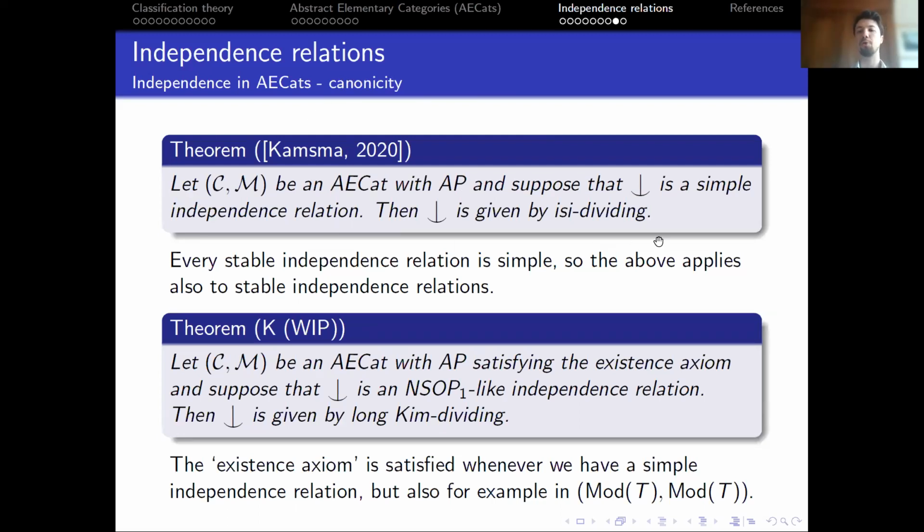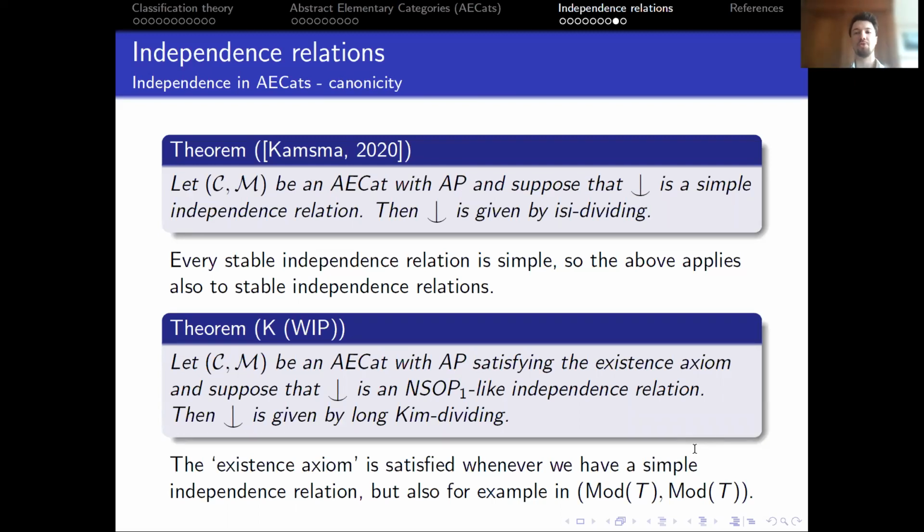So if we are in the setting of the first theorem, then it's always satisfied. But it's also satisfied in many of these examples that we considered. So if we work over models, for example, over a first order theory, so an AEC of this form, then it's always satisfied. The same is true for models of a continuous theory, and even to a certain extent for models of positive theory.